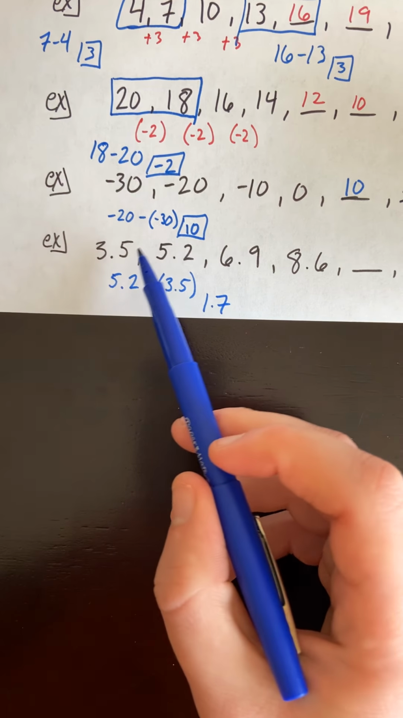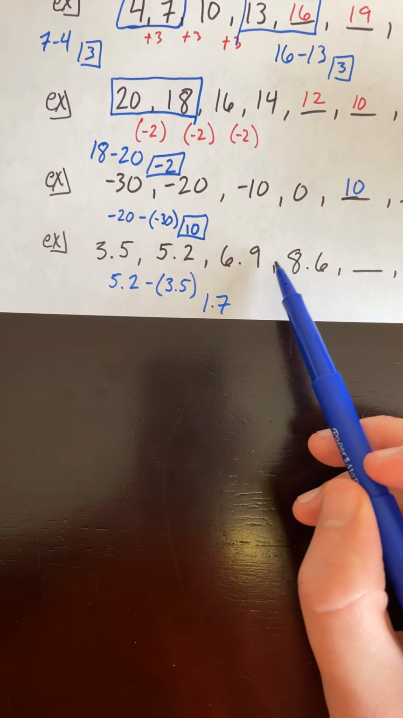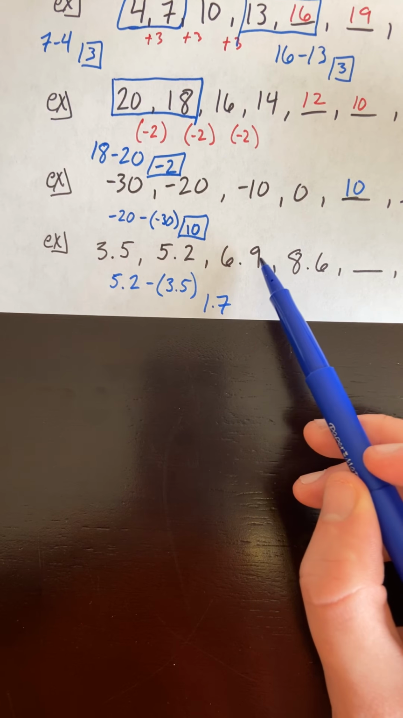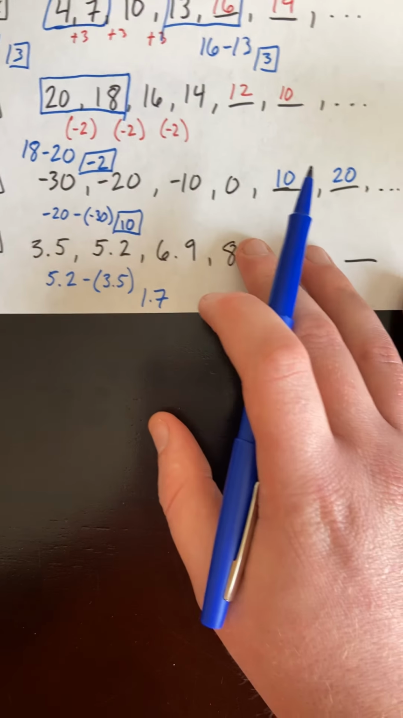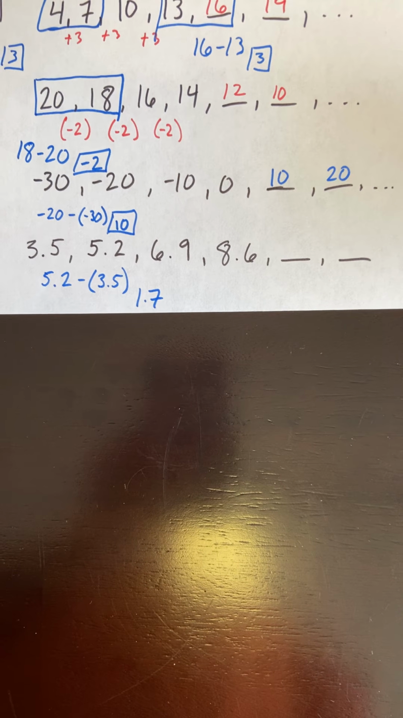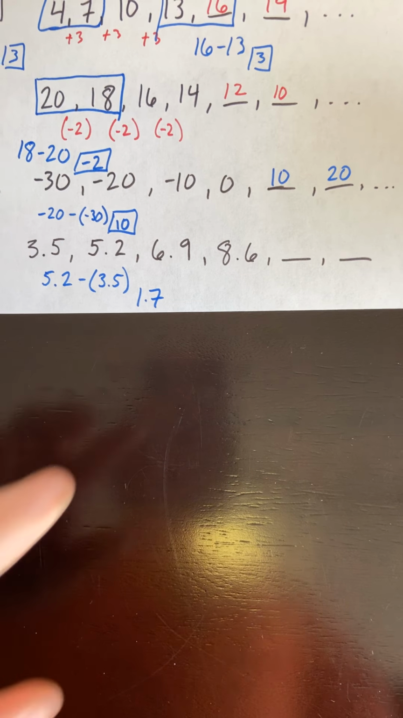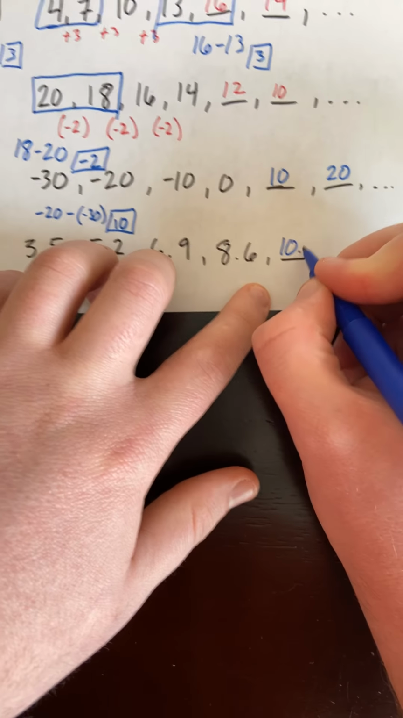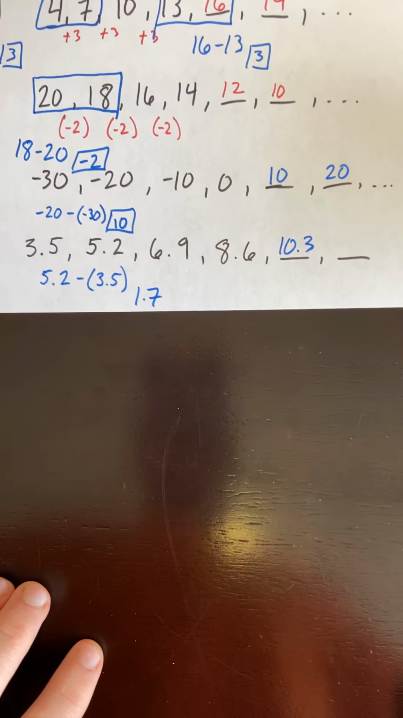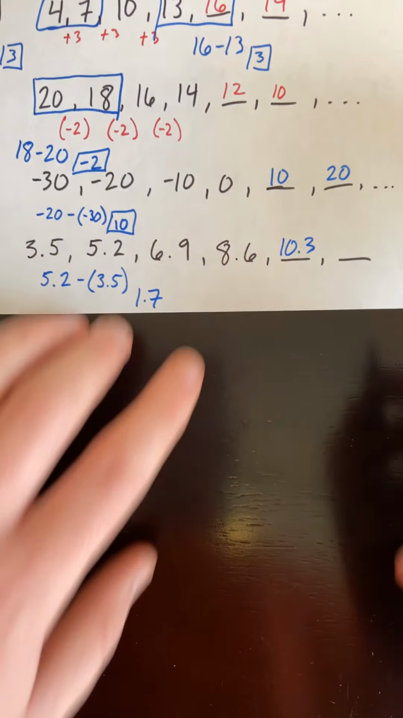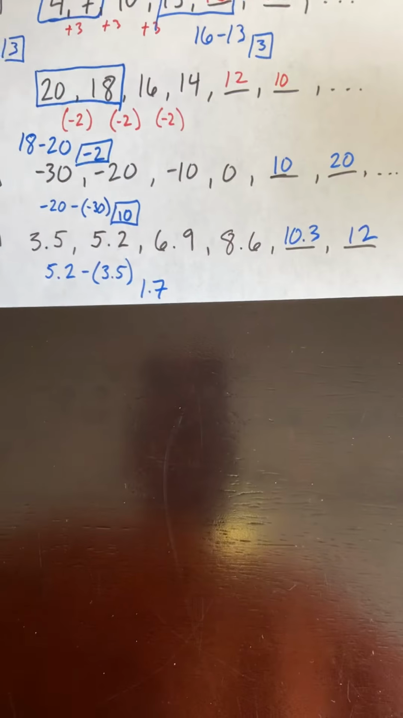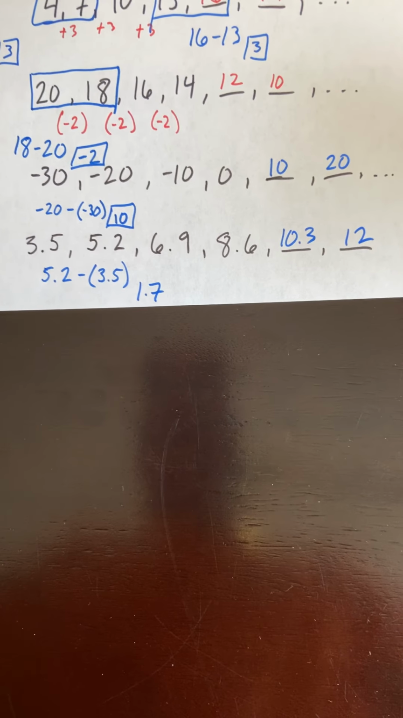And again, you don't have to do the first two terms. Just any two consecutive terms, just make sure you take that second term and subtract the first. So if we're going to extend the pattern here, 8.6 plus 1.7 is what? 10.3? Which would make term 1, 2, 3, 4, 5, term 6, 12. Is that right? Yeah.